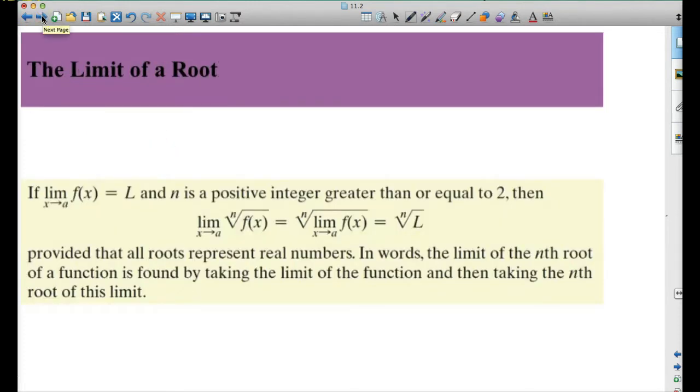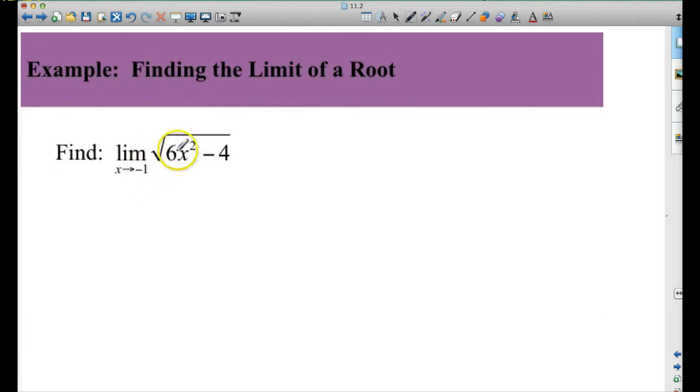Same thing with square roots, plugging in the numbers. So like in here, we can plug in the number and take the square root of that limit to get a value out. If we plug in a negative 1, we get 6 times negative 1 squared minus 4. Negative 1 squared is 1, times 6 is 6. Minus 4 is 2. It's the square root of 2, which is our answer. So it's the limit of the square roots as you go through.